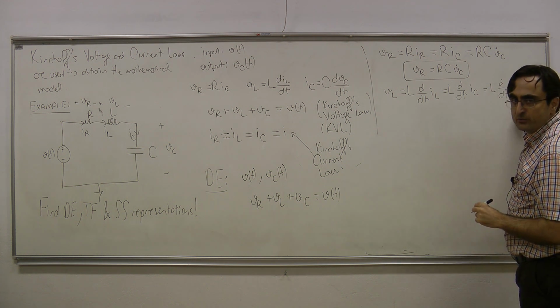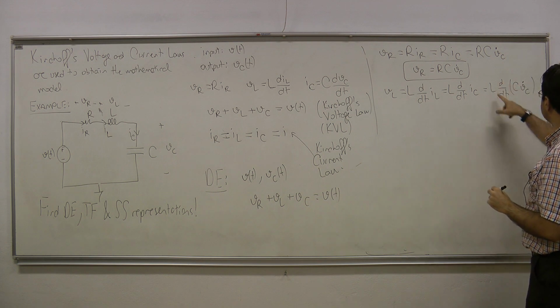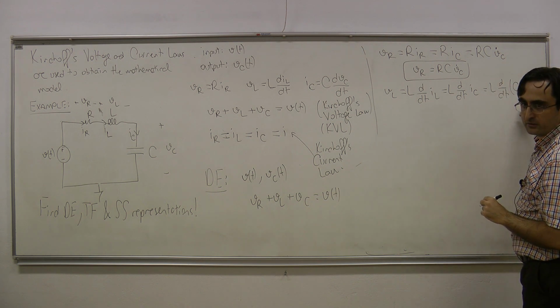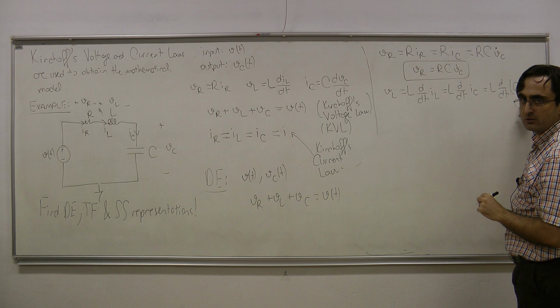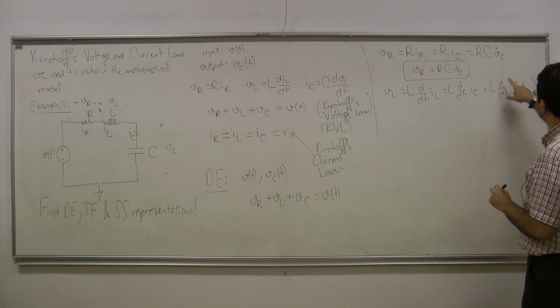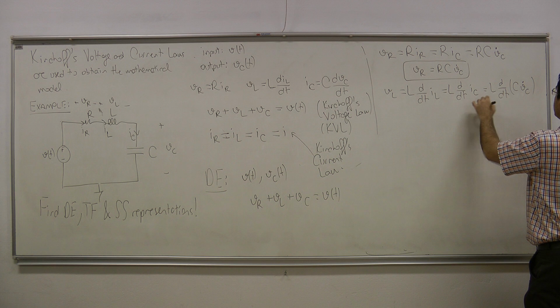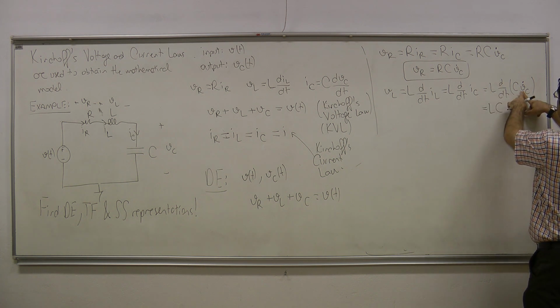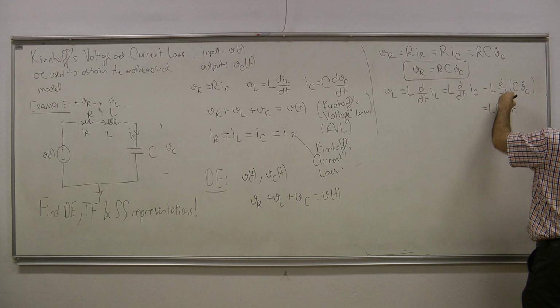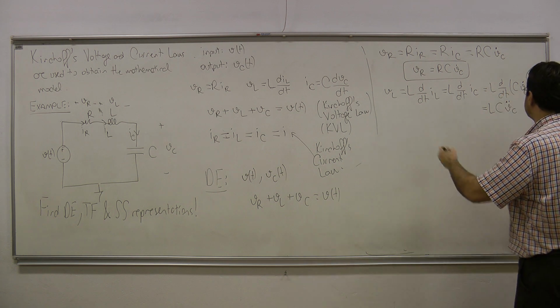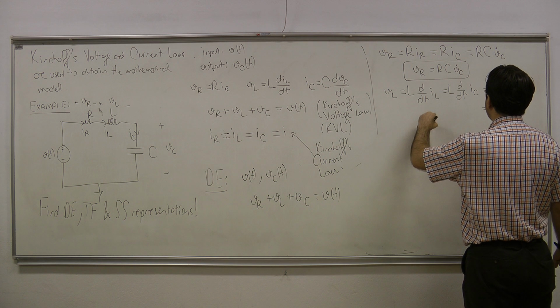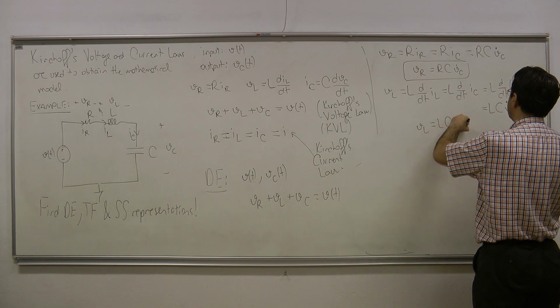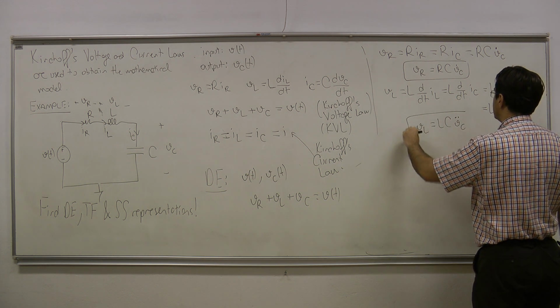C is a constant with respect to time, so when I take the derivative, I only need to take the derivative of VC dot, which is changing with respect to time. So VC dot, if I take its derivative, C is going to come out, LC, and the derivative of VC dot is going to be VC double dot. Okay? So that gives us our second equation. VL is equal to LC VC double dot.